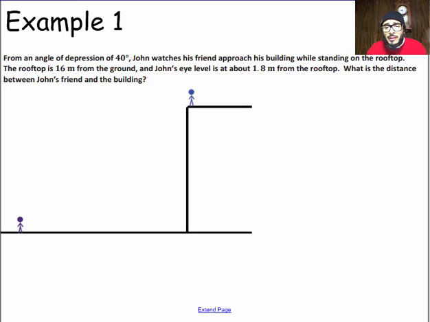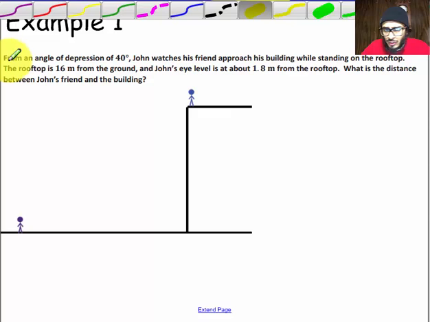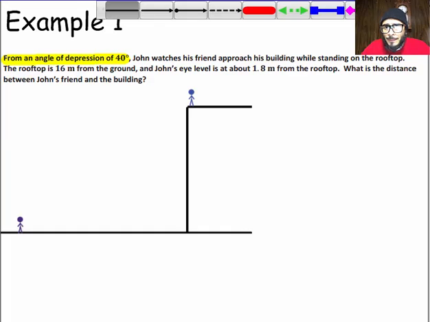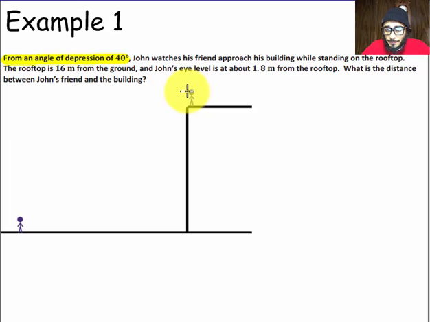All right, so there's a lot going on here, but I really want to begin with this angle of depression stuff. So what is it? What is meant by this angle of depression of 40 degrees? Well, first, let me begin by introducing to you the concept of the line of sight. So the line of sight is the line that connects John's eyes to what he is watching.